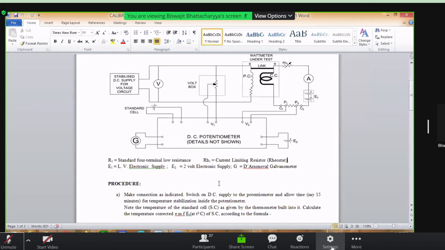By varying the slide wire, we find the null point. When we find that the galvanometer deflects in the opposite direction in two consecutive positions of the slide wire, it means that our null point exists in between those two consecutive positions.